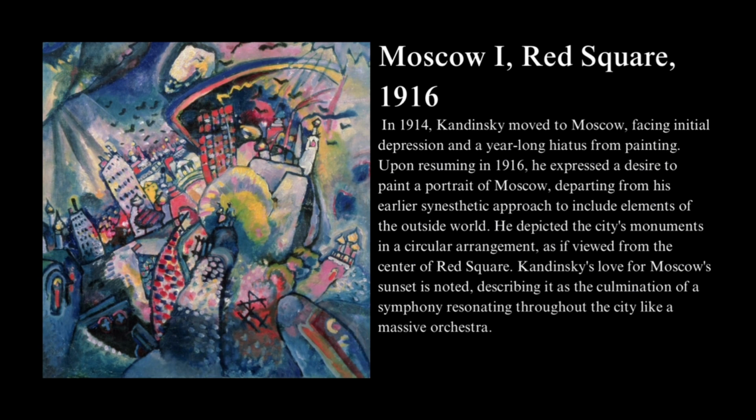He depicted the city's monuments in a circular arrangement as if it was viewed from the center of the Red Square. Kandinsky's love for the Moscow sunset is noted as he described it as the culmination of the symphony resonating throughout the city like a massive orchestra.